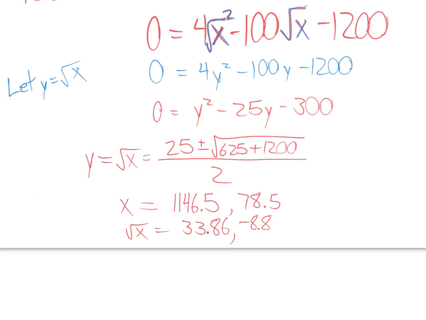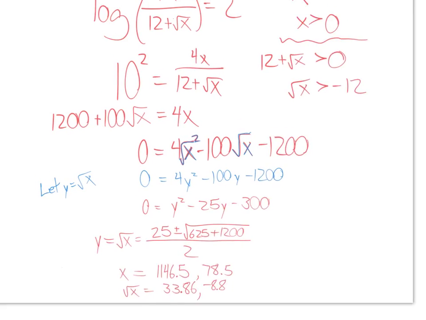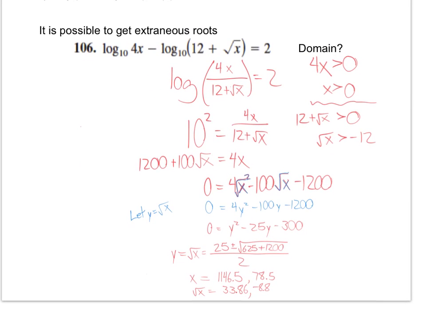Okay, now, all of you can do the quadratic formula. Let's look though at our results. Are our x's both greater than 0? Yes. Are the square roots of x both greater than negative 12? Yes. So, do both of these answers work as far as the domain is concerned? Yes. Alright. Here's the problem though.